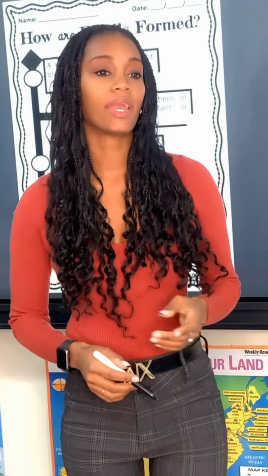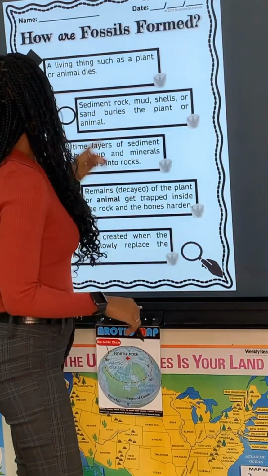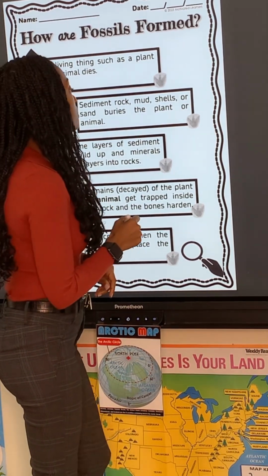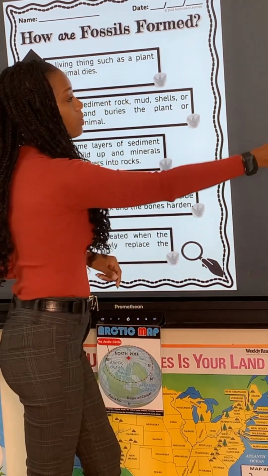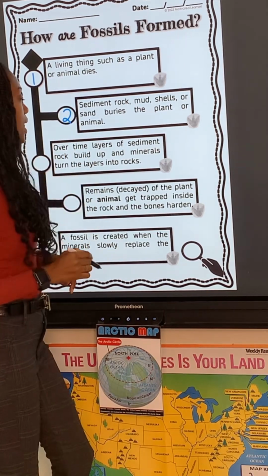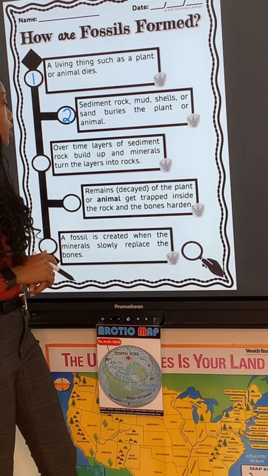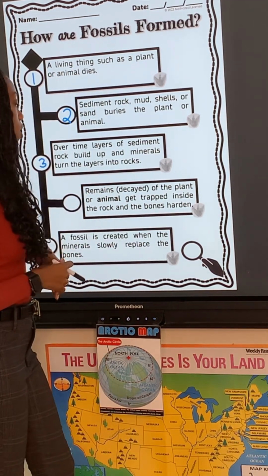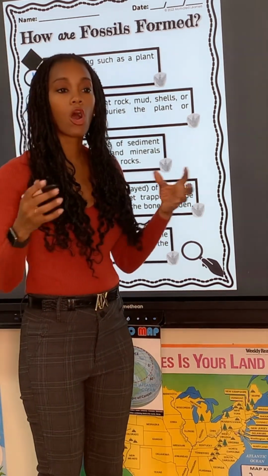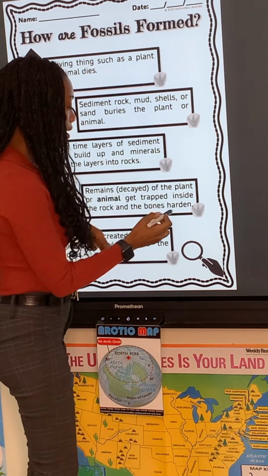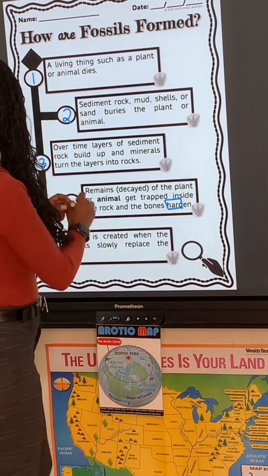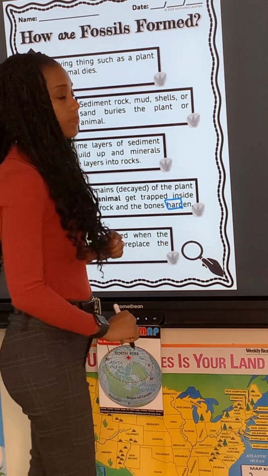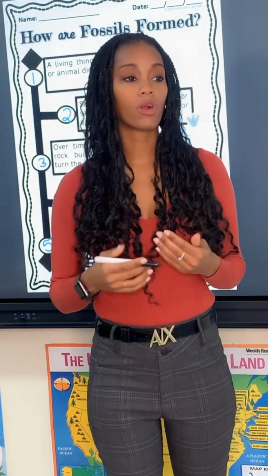Okay? Let's look at a sequential breakdown of how the fossils are formed. A living thing such as a plant or animal dies. Sediment, rock, mud, shells, or sand buries the plant or animal. Over time, layers of sediment rock build up and minerals turn the layers into rocks. Remains decay, they wear away, of the plant or animal gets trapped inside the rock and the bones harden. What word is inside of harden? Hard. So they basically get hard. A fossil is created when the minerals slowly replace the bones. And that is how the fossil is formed over a period of time.